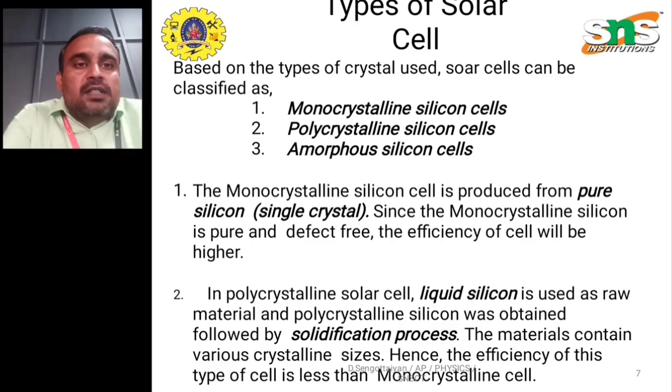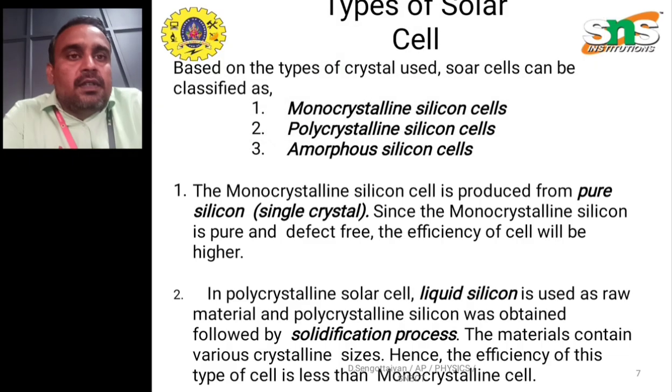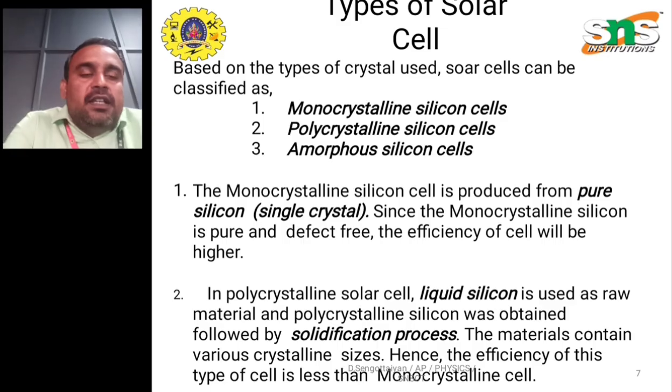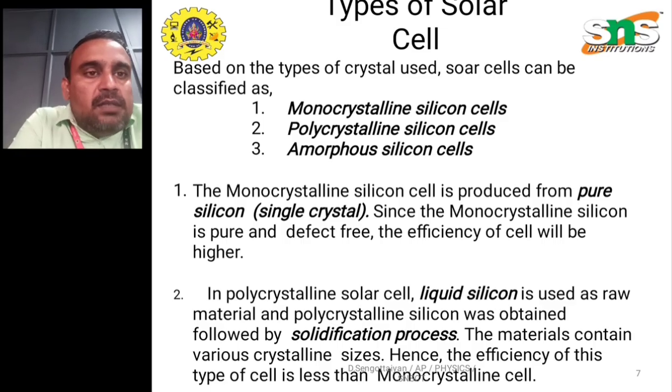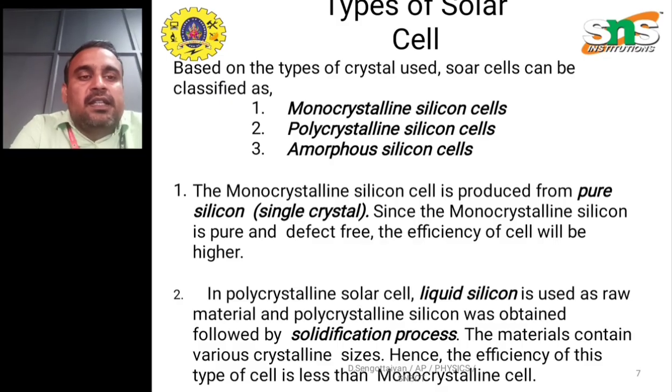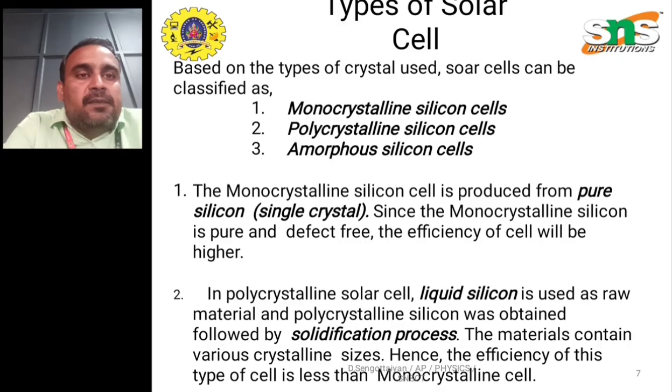Then the types of solar cells: monocrystalline, polycrystalline, and amorphous silicon solar cells. The monocrystalline silicon cell is produced from pure single crystal silicon. Since the monocrystalline silicon is pure and defect free, the efficiency of the cells is higher. In a polycrystalline solar cell, liquid silicon is used as raw material, and polycrystalline silicon is obtained followed by different processes. The material contains various crystalline sizes. The efficiency of this type of solar cell is less than single crystalline, that is, monocrystalline materials.